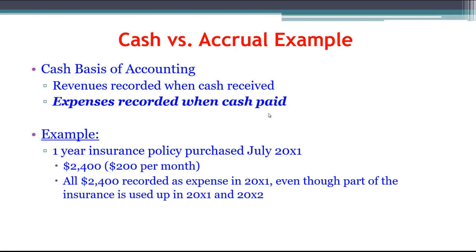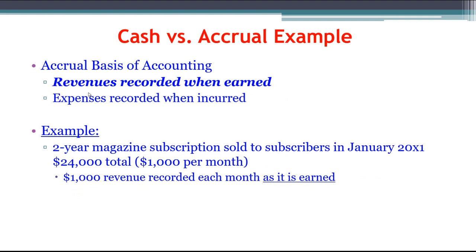Let's look at this from the expense perspective. So we have a 1-year insurance policy purchased July of year 1. It's $2,400, $200 per month. Under the cash basis, all $2,400 is going to be recorded as expense in year 1, even though that insurance is actually benefiting us for part of year 1 and part of year 2. So you can see there are some issues there with potential timing.